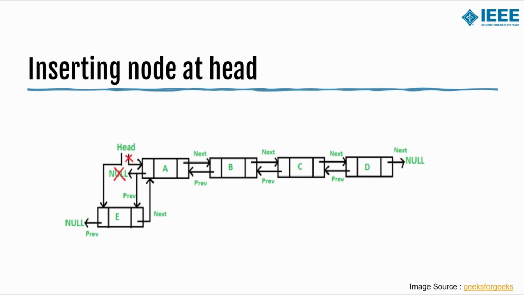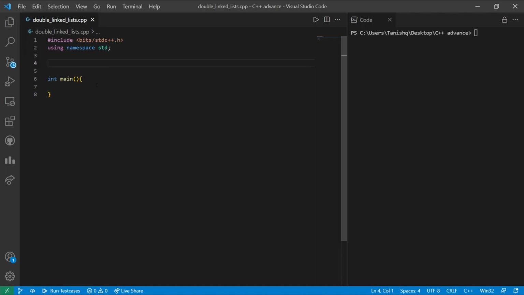So let's move on to the coding part, in which we'll be simply making some functions to insert a node at the head. So this is the basic syntax. Now let's get started by creating the object or the node first, in which we'll have a data part and two different pointers, that is the next pointer and the previous pointer. We are supposed to make all these variables public so that we can access them outside the class.